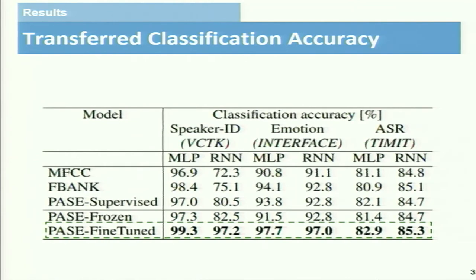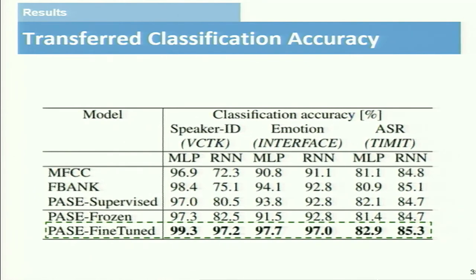But importantly, the different PASE configurations are: PASE supervised, which is just end-to-end training without any self-supervision, as a typical classifier or regressor. Then PASE frozen is using it as a plain feature extractor and just training the classifier on top of it. And PASE fine-tune is having the self-supervision and then fine-tuning it all. And that's, of course, by far the thing that wins across tasks, across datasets, across classifiers, either RNN or MLP.